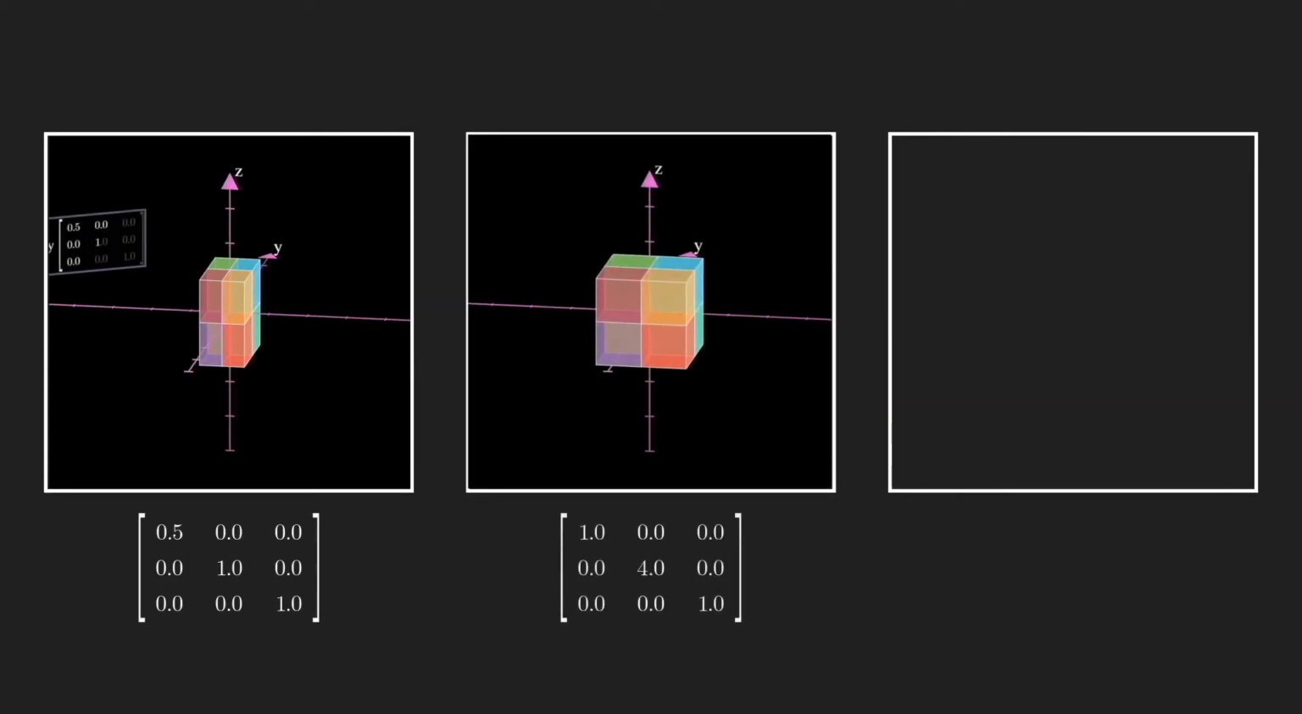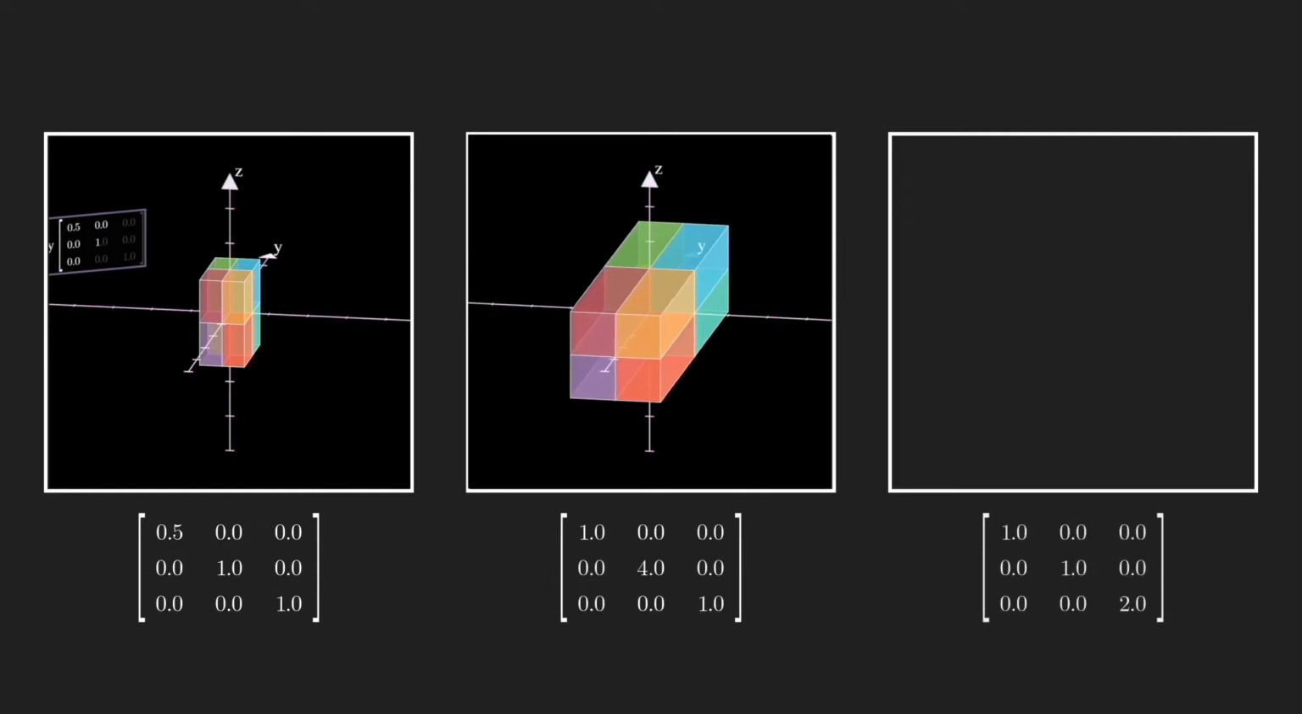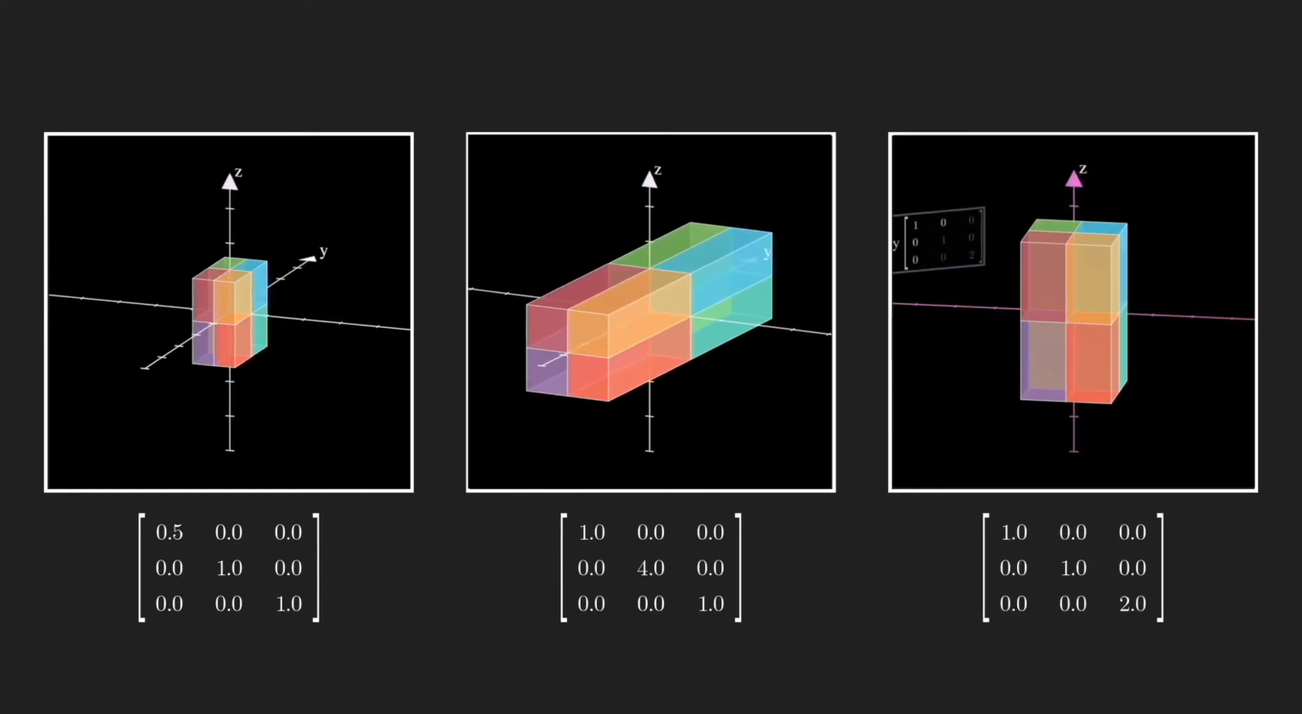The off-one matrix behaves very predictably in 3 dimension. It's the scaling of just the x-axis, just the y-axis, or just the z-axis.